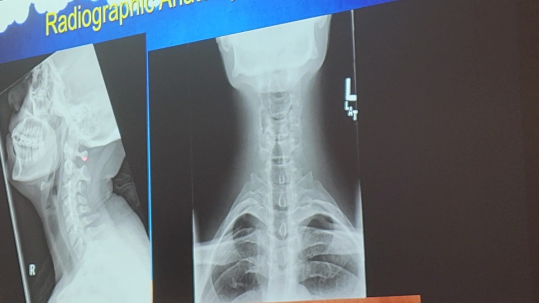And what's that? Which one? C1, correct. First cervical vertebra. And then whatever is sitting on top of that, the axis? That's the atlas, the first one. And the second one is the axis. Is that the hyoid? Yes, it is, right there.